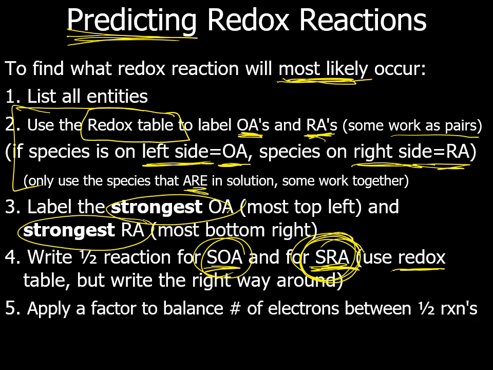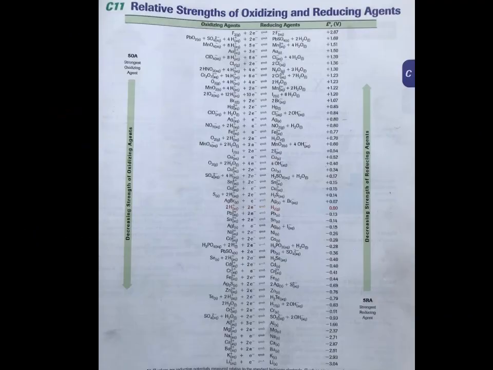We're going to make sure, as always, the number of electrons between the two half reactions balance. So if one loses 2 electrons and the other half reaction is only gaining 1, we'll have to get that half reaction to occur twice. And then we can add them up, and we have our overall balanced equation of the most likely species to go through a spontaneous reaction.